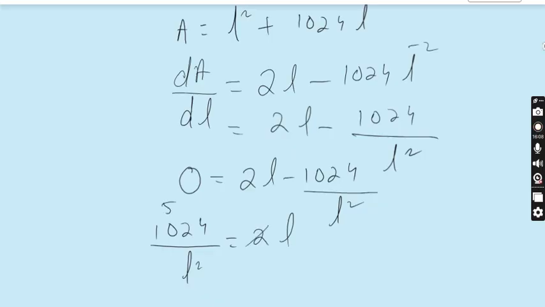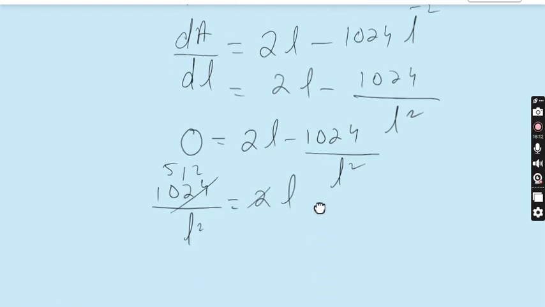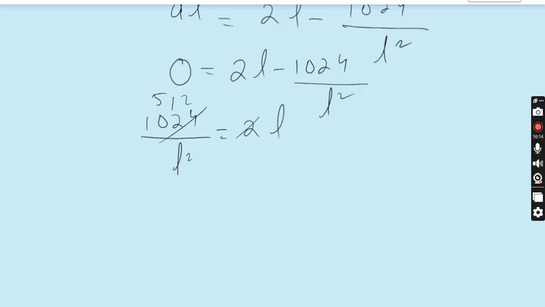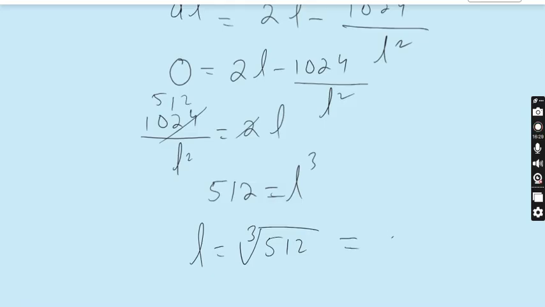2 5s are 10, 2 12s are 24. So this is 512. 512 is equal to L square into L, which is L cube. Or you may take cube root of 512, which is 8. So our dimensions were length, length and H.